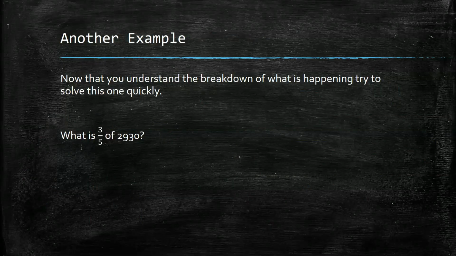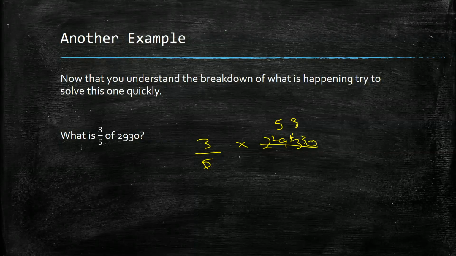Now that we understand everything, let's use it to solve a problem. 3/5 of the number 2930. When we divide by 5, we are breaking this 2930 up into groupings of 5. 5 cannot divide 2, so we carry the 2. 5 can divide 29, that's 5, remainder 4, put it here. 8 5s are 40, remainder 3, put it here. And then 6 5s are 30, so we have 586.